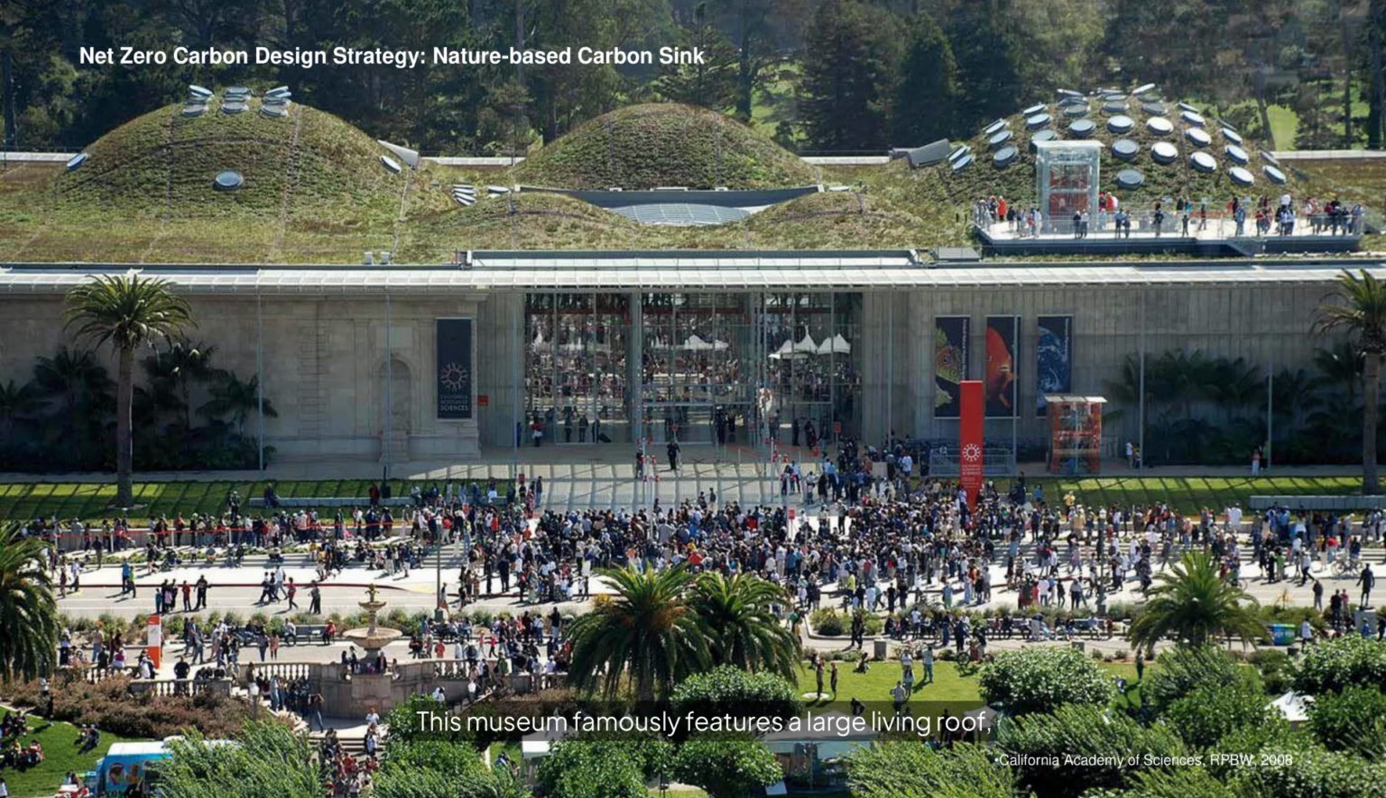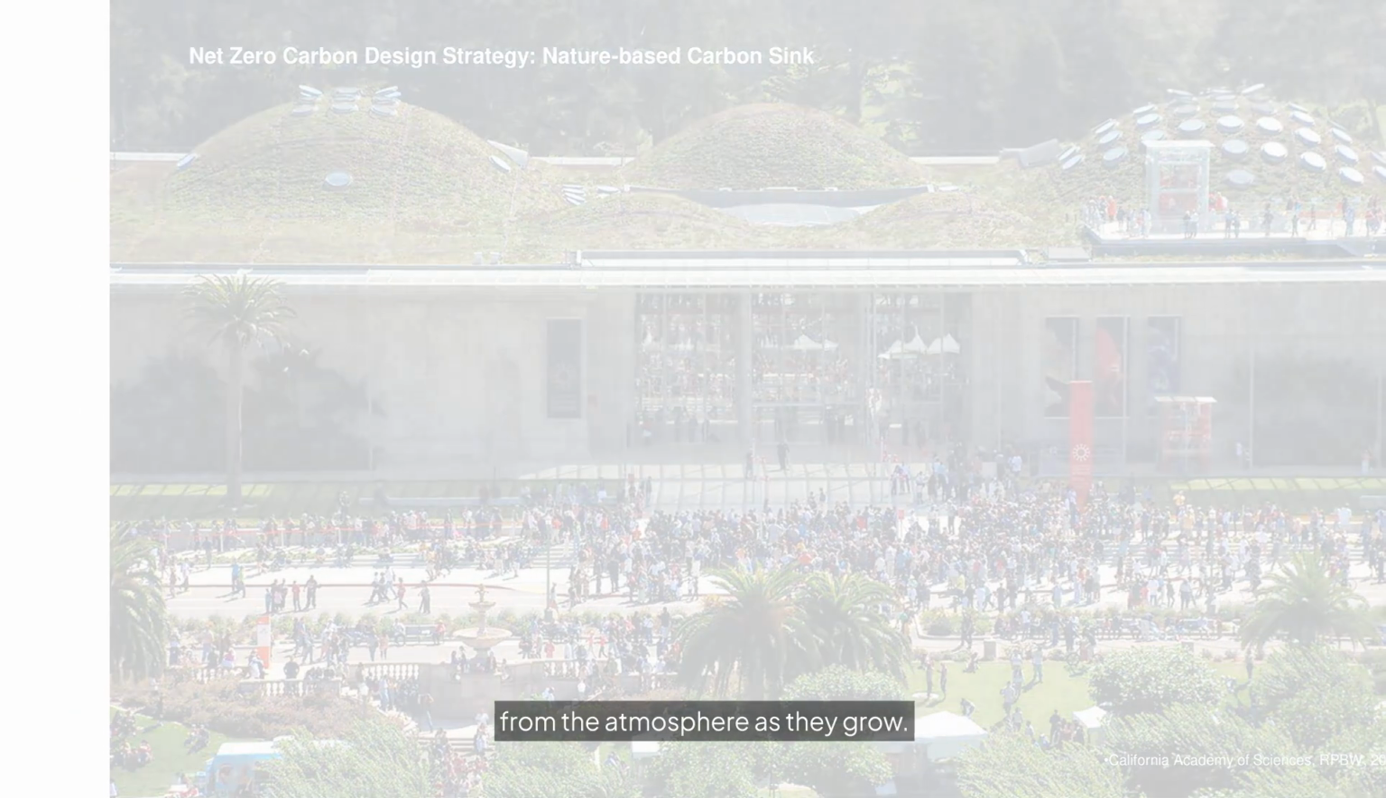This museum famously features a large living roof, 2.5 acres of native plants blanketing its undulating roof surface. That living roof not only insulates the building and provides habitat, but its plants absorb CO2 from the atmosphere as they grow.